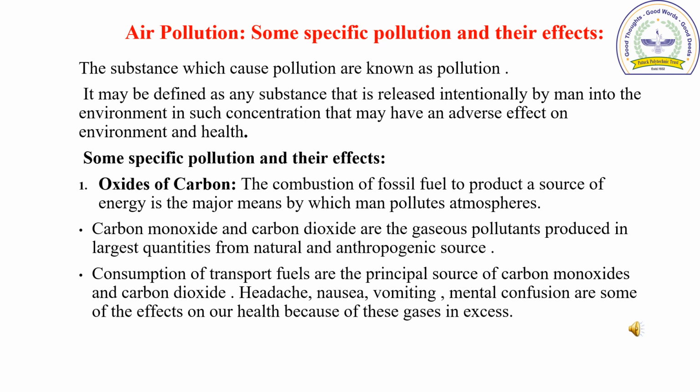Number one, oxides of carbon. The combustion of fossil fuels, the source of energy, is the major means by which man pollutes the atmosphere. Carbon monoxide and carbon dioxide are the gaseous pollutants produced in the largest quantities from natural and anthropogenic sources. Consumption of transport fuel is the principal source of carbon monoxide and carbon dioxide. Headache, nausea, vomiting, and mental confusion are some of the effects on our health because of these gases in excess.